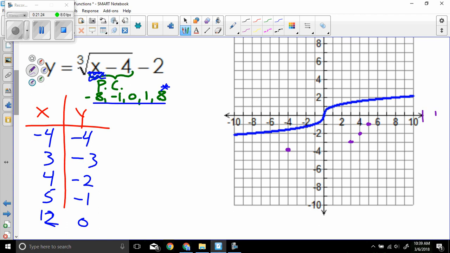Oh, I need to extend my graph a little bit, no big deal. Put my 12 right there. And let's try to draw this. So it's going to curl up. It should look like an S because it's cubed. And look at that. We have our first cubed function.